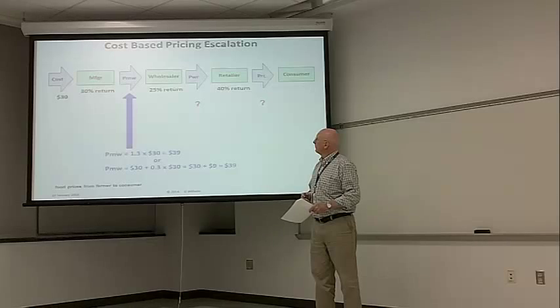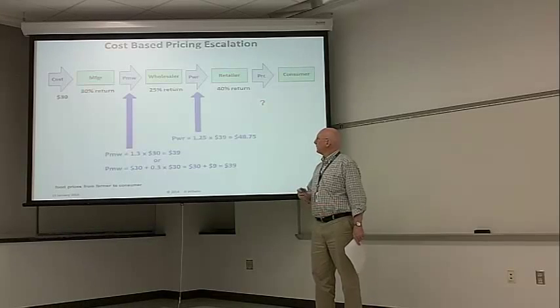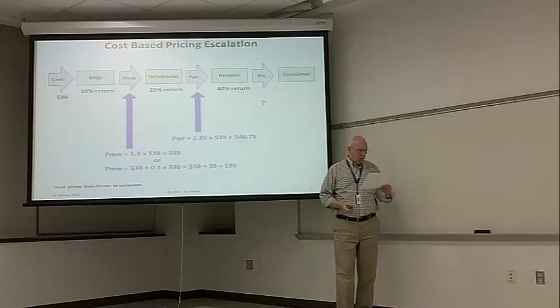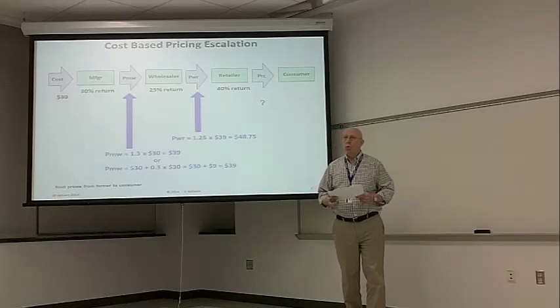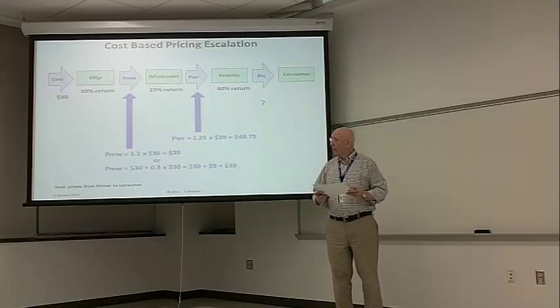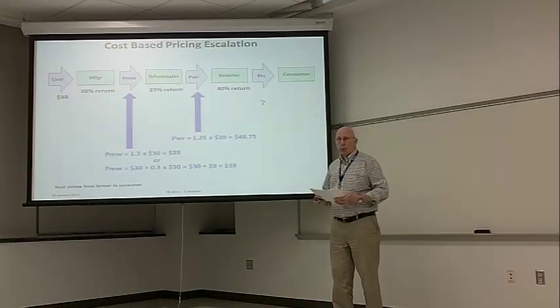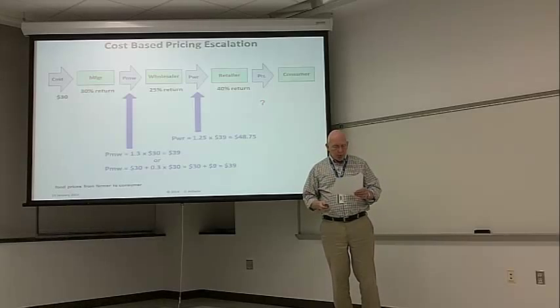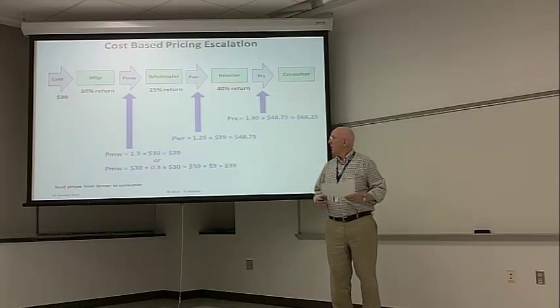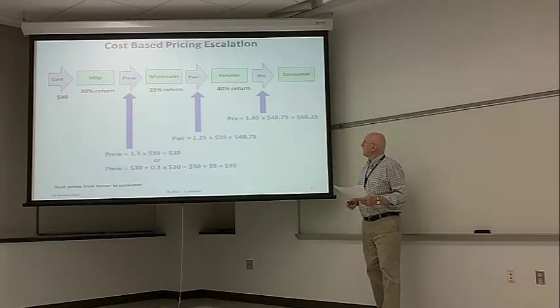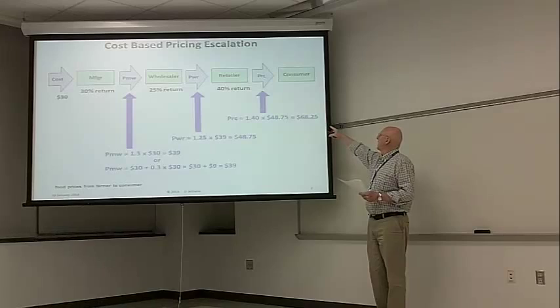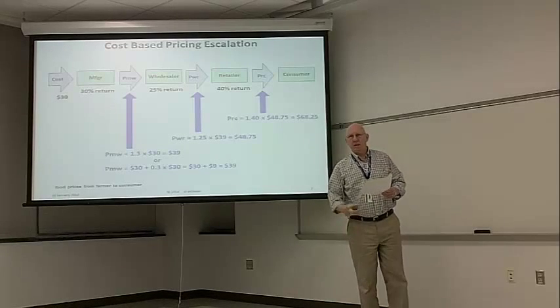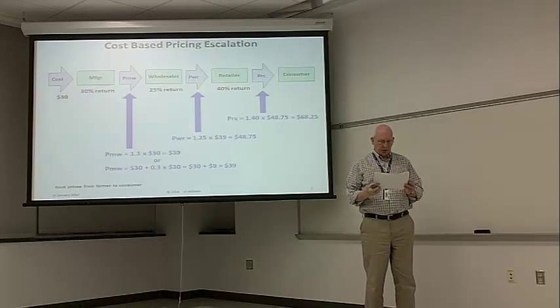Next step, price from the wholesaler to the retailer, done very similarly, only in this case it's 1.25 times $39, or $48.75. Retailer adds their 40% return, and by the time we get to the price from the retailer to consumer, it's $68.25. And that was 1.4 times $48.75.